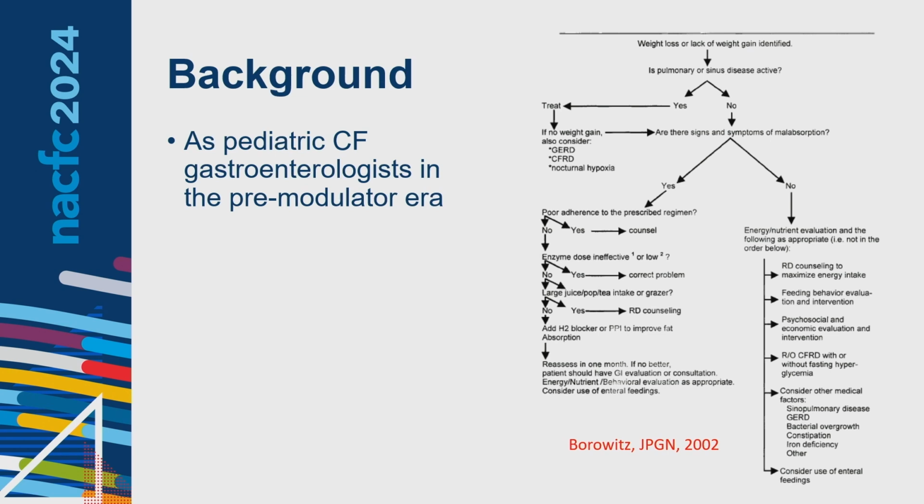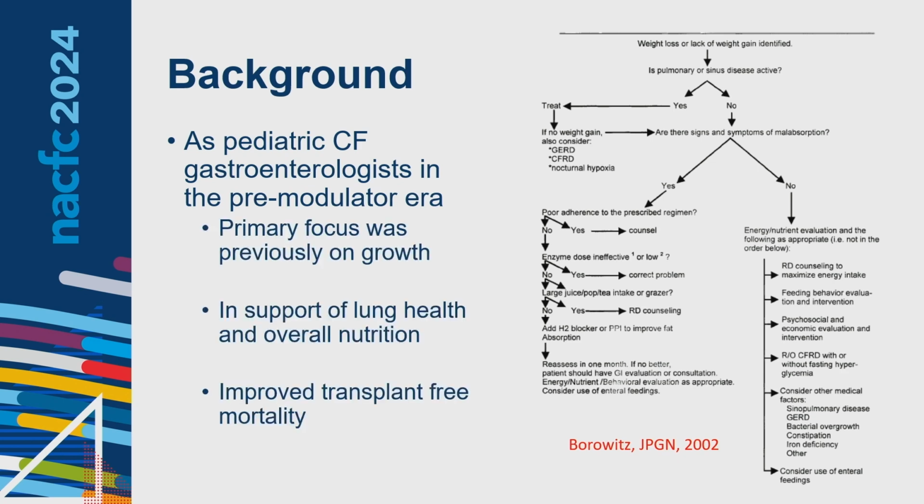To take you way back, when I started frequenting CF clinic as a medical student and as a resident interested in gastroenterology, we were really focused on nutrition. We knew that bigger was better, in the sense that those that got to above the 50th percentile weight for length at age 2 seemed to enjoy better lung health, overall nutrition, and even improved transplant-free mortality into adulthood.